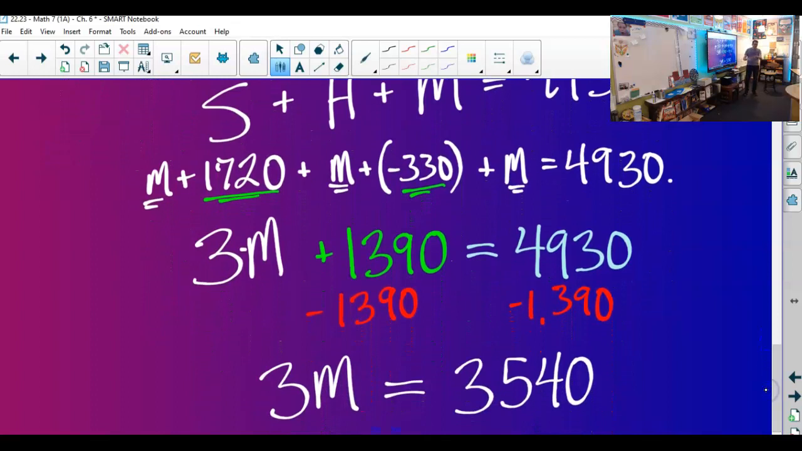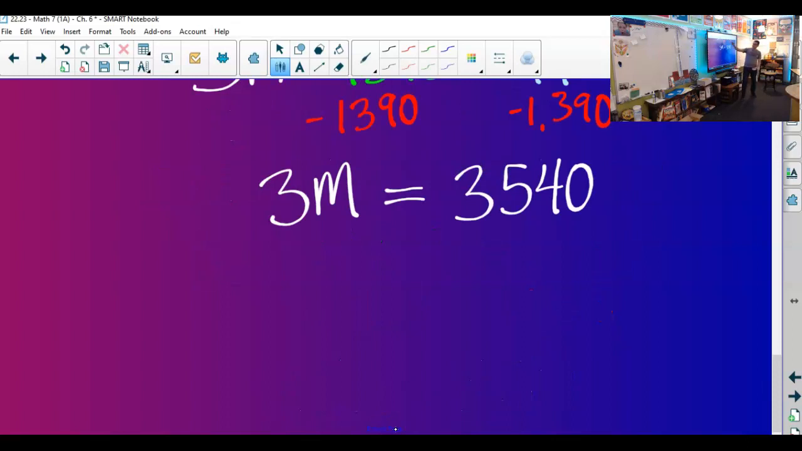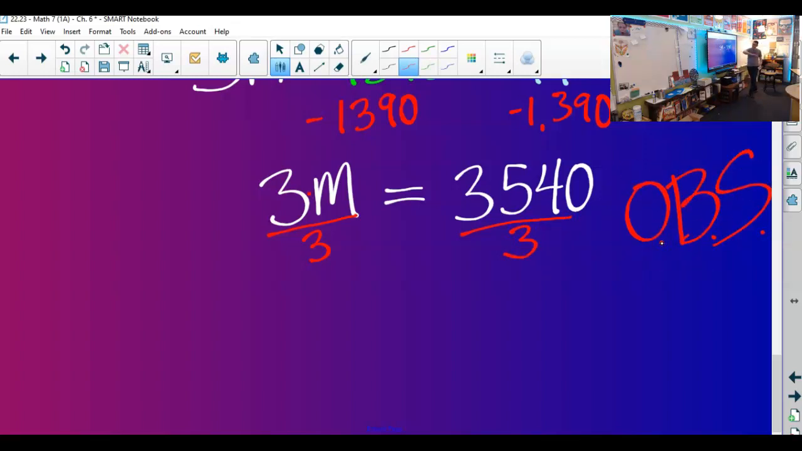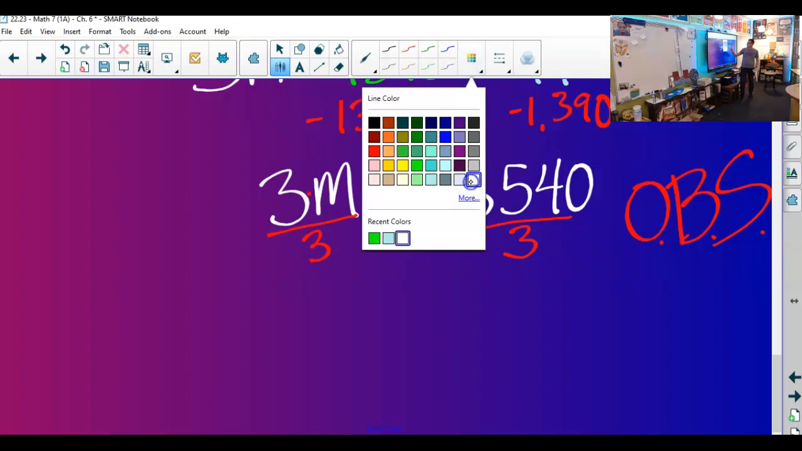So now, our final step, Alex: you divide by 3, which would equal 1,180. Because this is multiplying, we need to divide, because 3 divided by 3 gets 1. But we divide on both sides, right? If you need to make that reminder to yourself, on both sides. Which would equal 1,180.